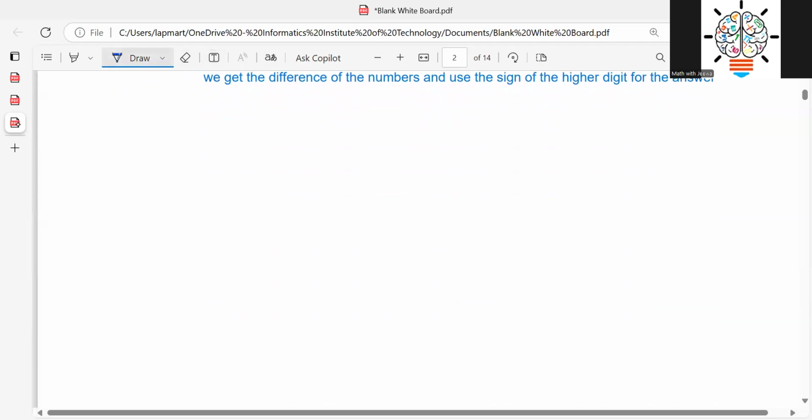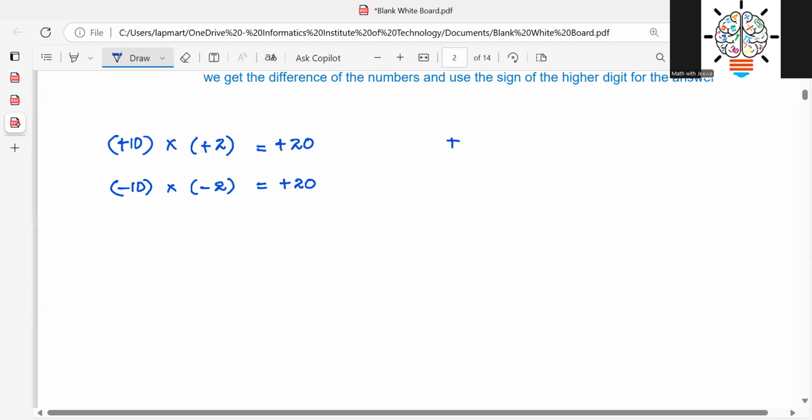Let's say you have something like this: positive 10 multiplied by positive 2, or negative 10 multiplied by negative 2. Okay. So 10 multiplied by 2, what is the answer, children? It is 20, no? But what will be the sign? It will be positive, right? Positive times positive, the answer is positive. Negative times negative, the answer is positive.